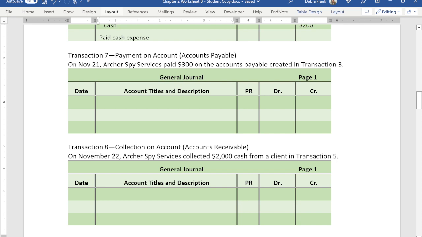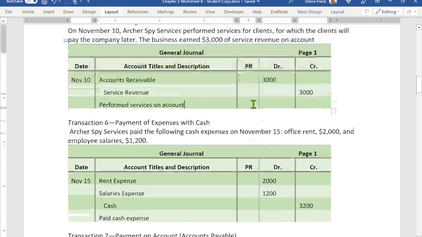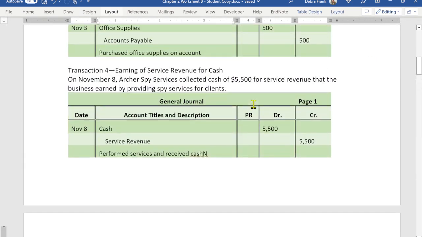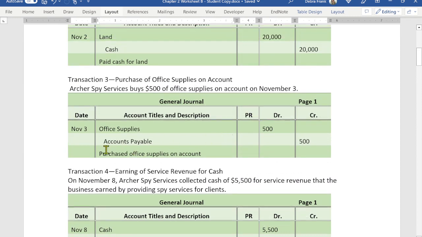So we can see here that we made a payment on our accounts payable from transaction 3. So let's go back up and look at transaction 3. And here we go. Remember that accounts payable that we said that Archer Spy Services had put on my account, I'll pay it later. We had increased our accounts payable for a credit of $500. And so now we're making a payment on it, right? We said we'll pay it later, and now we're paying, well, we're not paying all $500, we're paying $300.